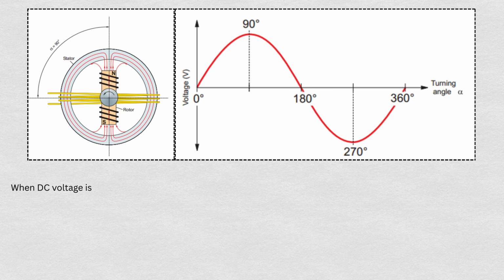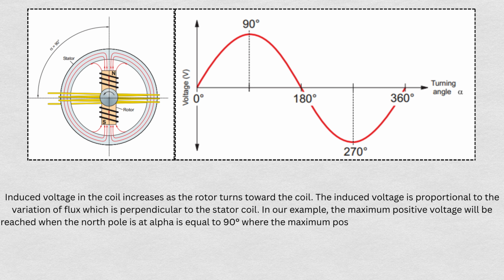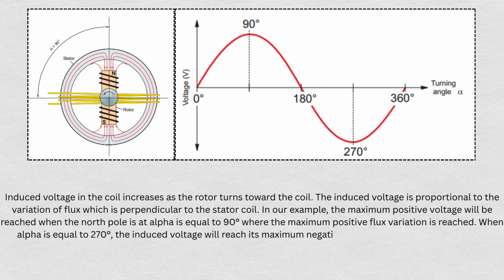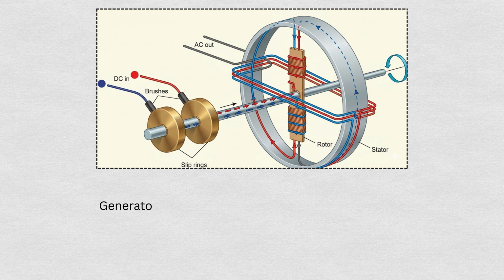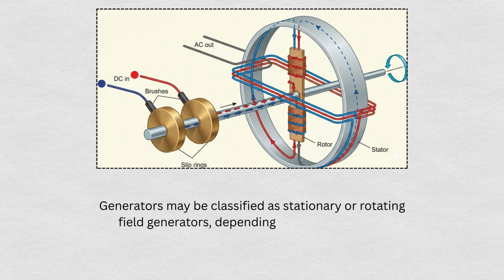In our example, the maximum positive voltage will be reached when the north pole is at alpha equal to 90 degrees, where the maximum positive flux variation is reached. When alpha is equal to 270 degrees, the induced voltage will reach its maximum negative value. As the rotor completes its rotation around the inside of the stator, the induced voltage in the stator coil decreases until it reaches zero.